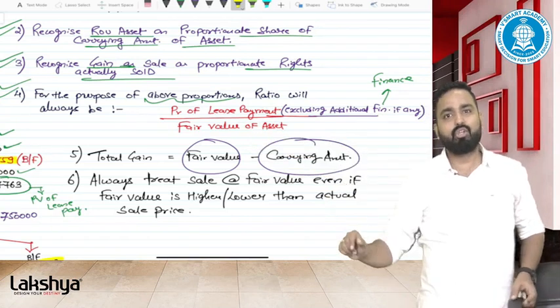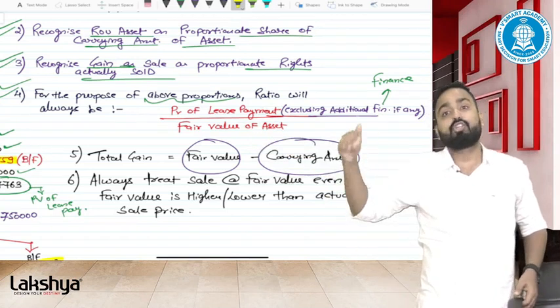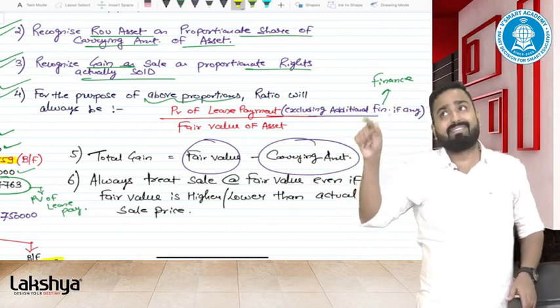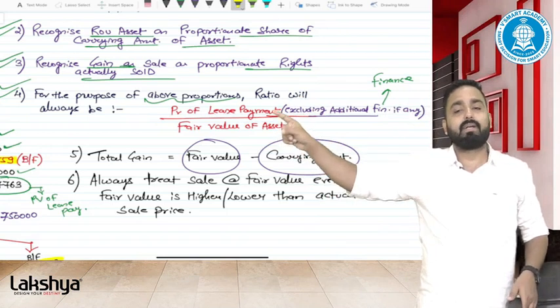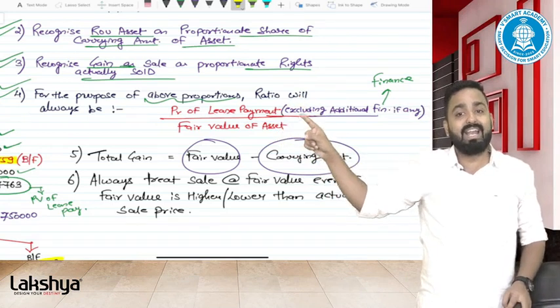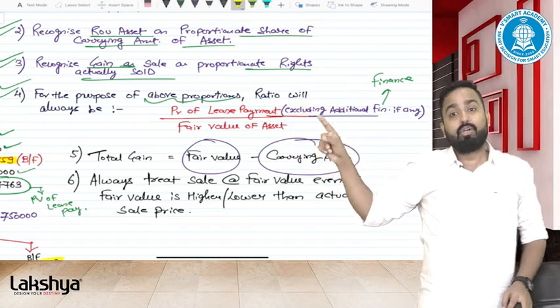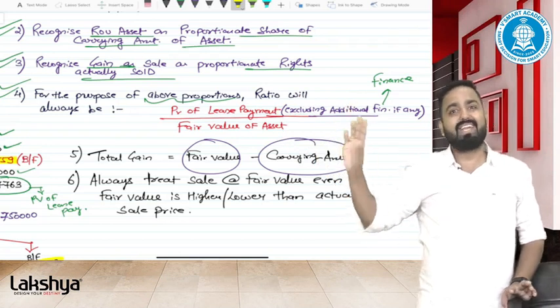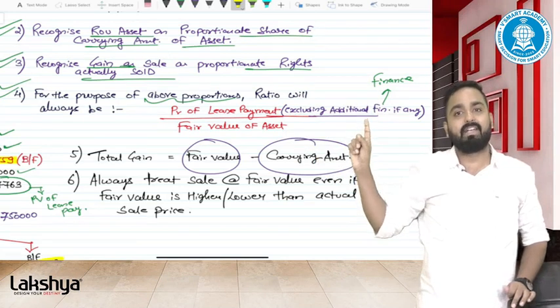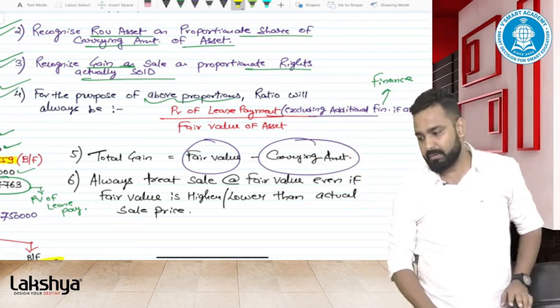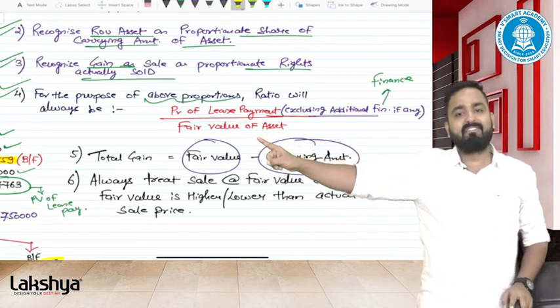When you calculate the ROU, it should be in proportion of carrying amount 750 into present value of lease payment. What will be the present value of lease payment? The present value of the lease rent, which should be exclusive lease rent only, excluding the finance part repayment, excluding that 3 lakh rupees. Divide by fair value of the asset.